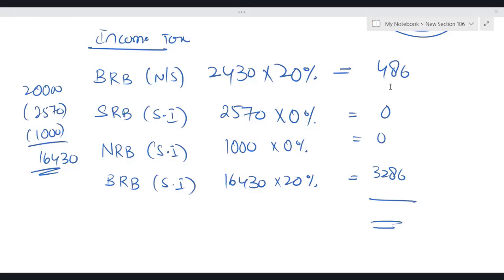So let me just add the total of income tax liability. Income tax liability: 486 plus 3,286, I'm getting 3,772. This is the income tax liability.